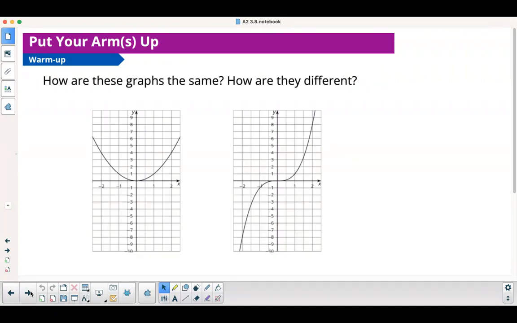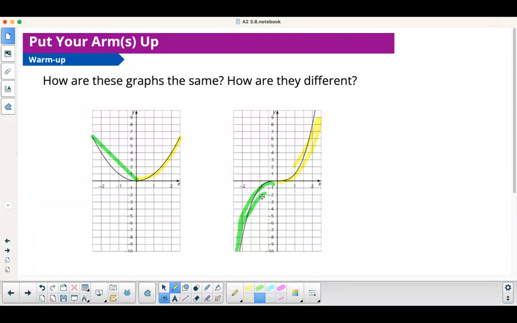So how are these graphs the same? How are they different? Go ahead, pause the video, see if you can come up with something. I think a lot of things here look the same. I would say the right side looks pretty much the same, but this part here looks like it's flipped. It's reflected across the x-axis. That would be one thing that most people would probably notice.